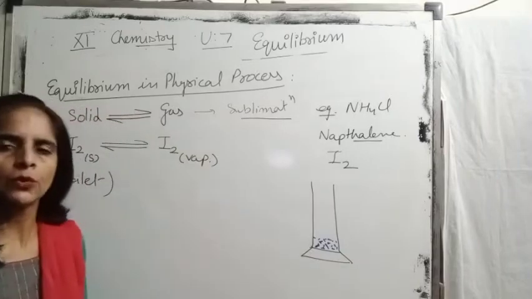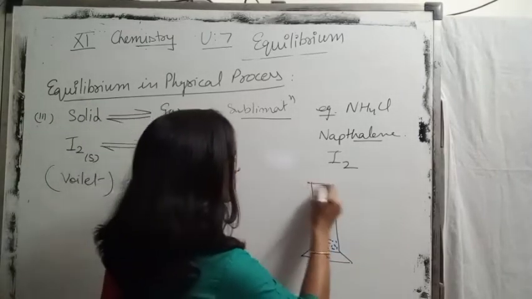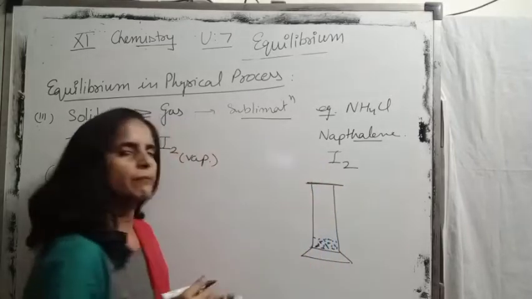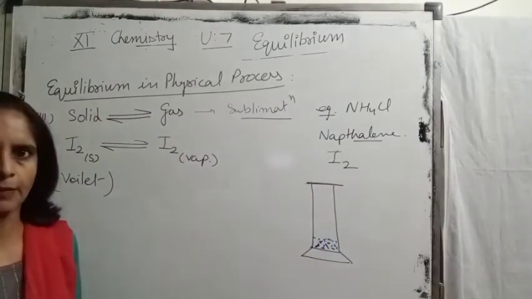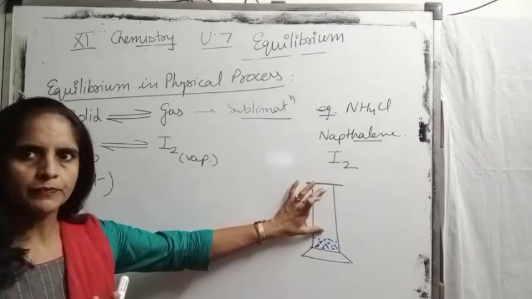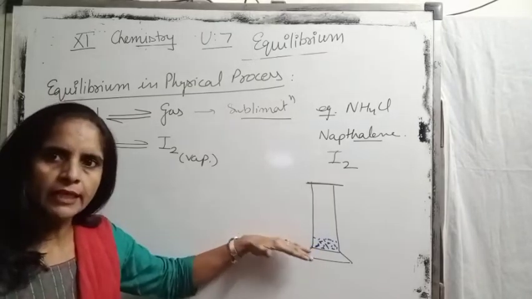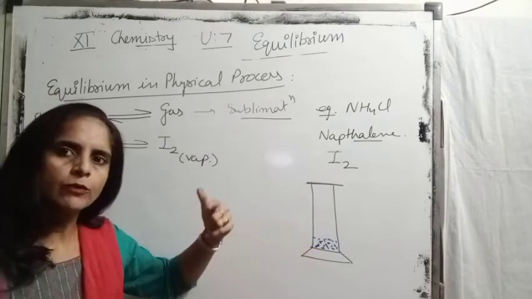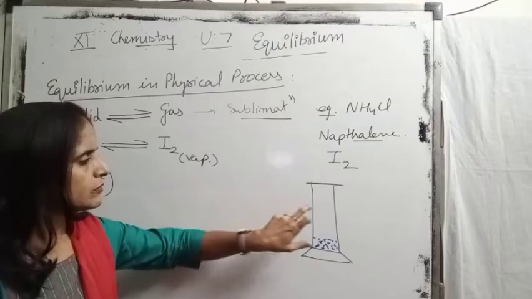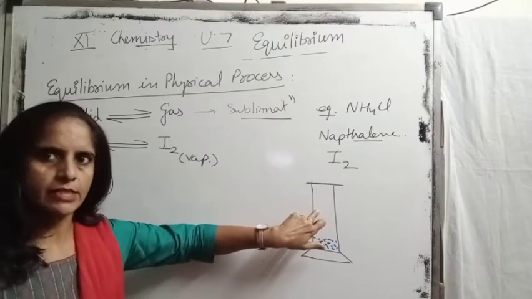And close the jar properly. Close it so that the vapors of iodine cannot escape out. Now initially we cannot observe any color here. Now slowly what happens, when the solid iodine starts converting into vapors, we observe violet vapors in this gas jar.